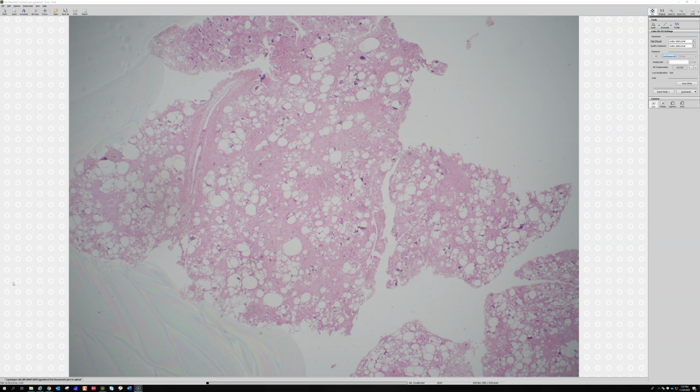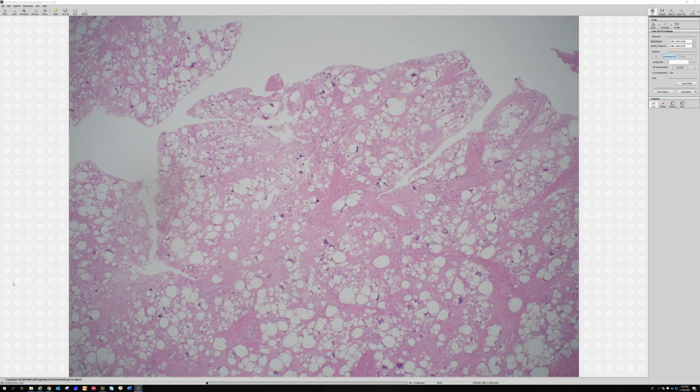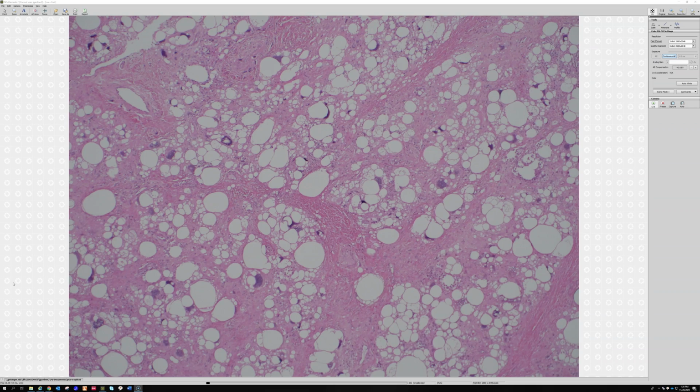This is a 50-year-old male with a 15 centimeter retroperitoneal mass. So the challenge of this case is we see lipoblasts, no question.